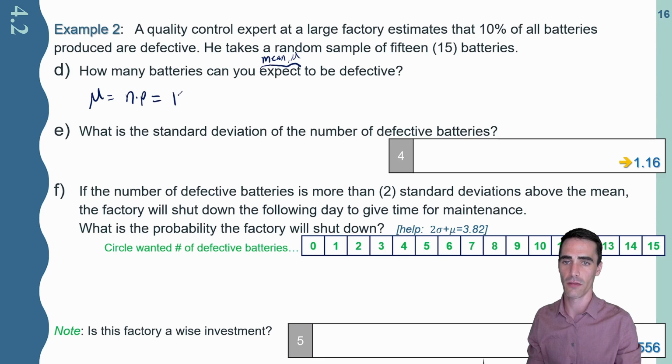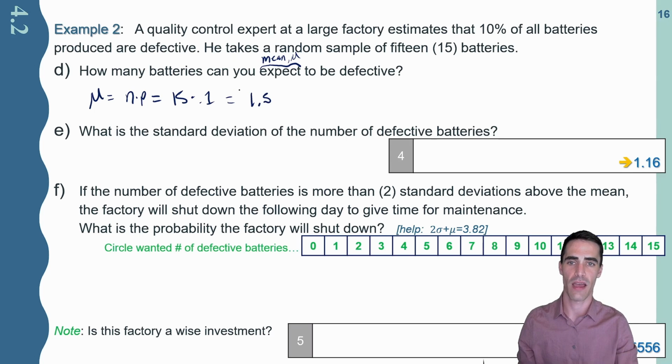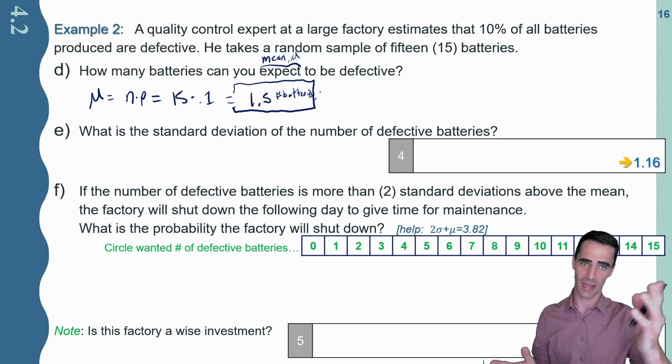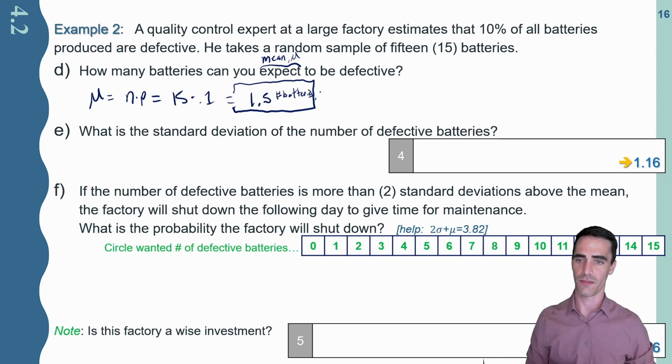N, my number of trials, times p, my probability of success. 15 times 0.1. And I can multiply these. I should get a number like 1.5. And if there's no rounding that's specified here, I can simply box this in, and then I can denote that this 1.5 refers to the number of defective batteries. About 1.5 batteries are going to be defective. That's what I can expect out of this sample of 15.